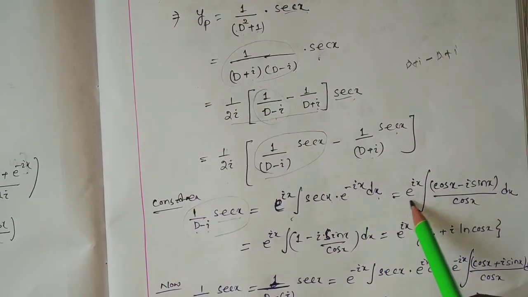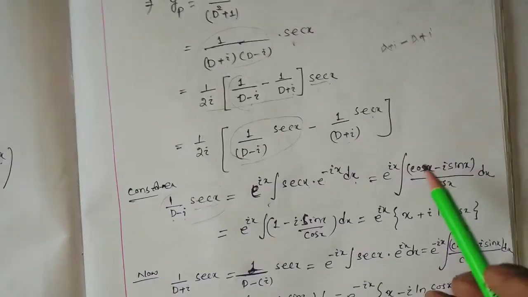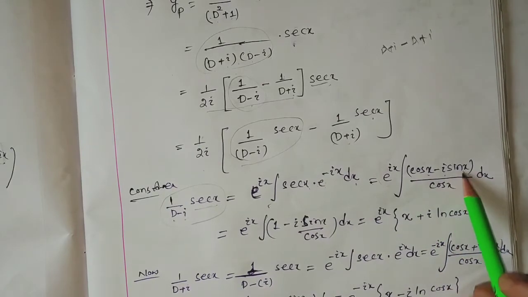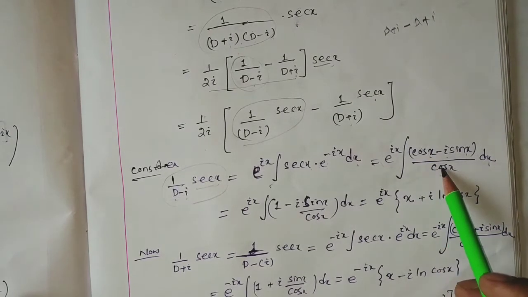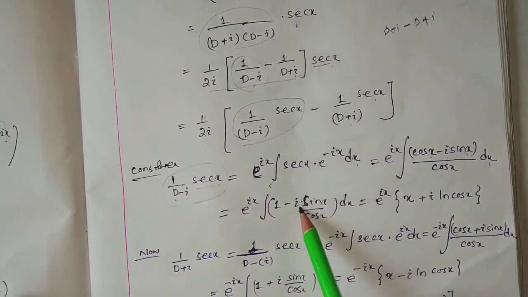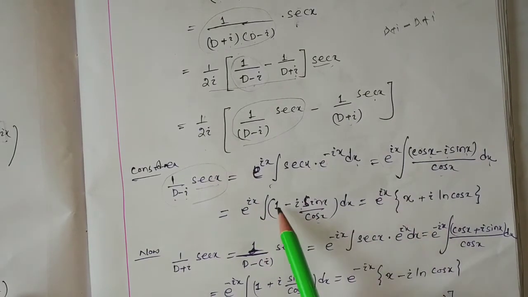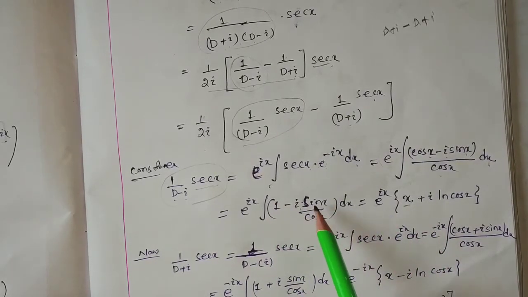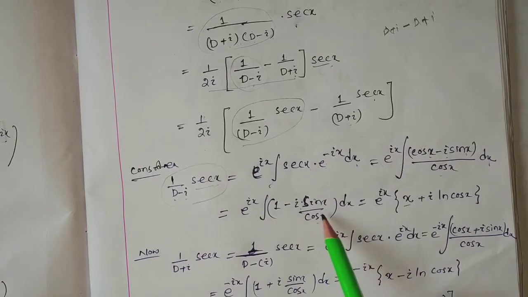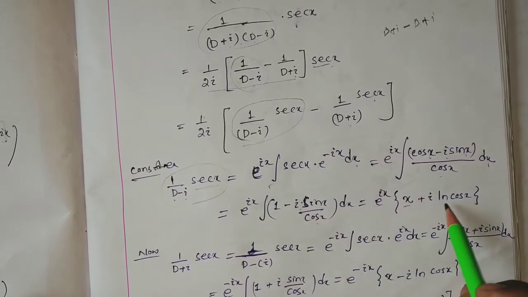Keep e to the power ix as usual. e to the power minus ix can be written as cos x minus i sin x, divided by cos x into dx. Divide cos x with each term: it will be 1 minus i sin x by cos x. e to the power ix is there, and integration of this: 1 gives x, and sin x by cos x, that is the derivative of cos x but with a minus sign. So sin x by cos x, that means tan x, integration we know is minus ln cos x.